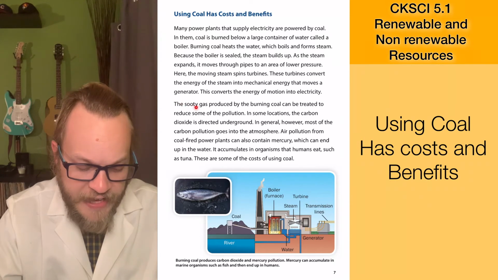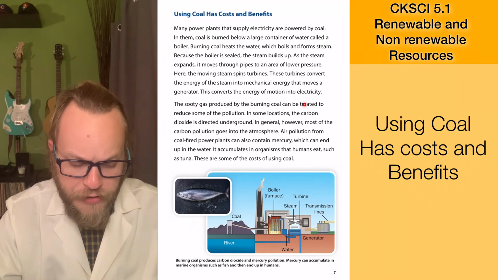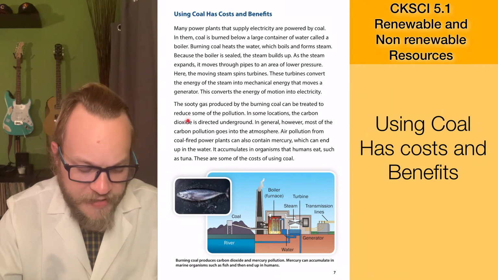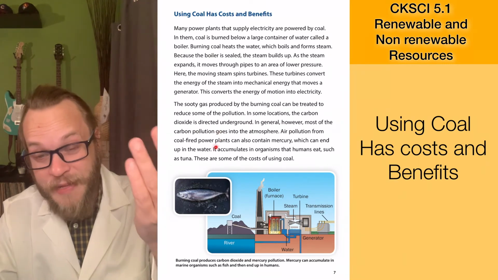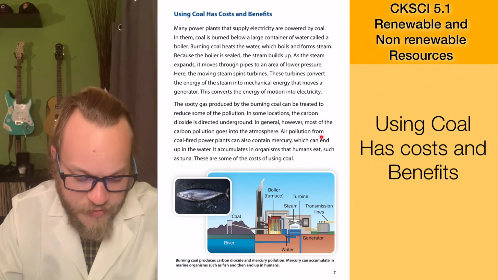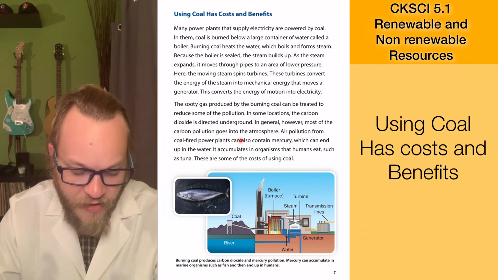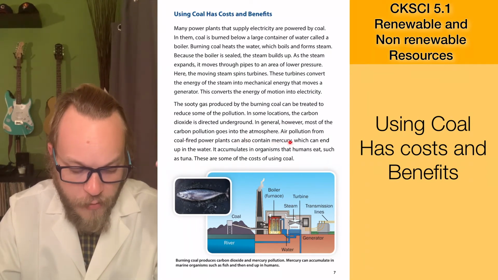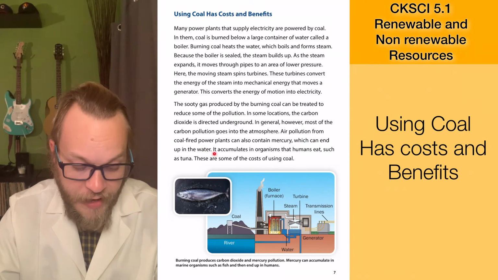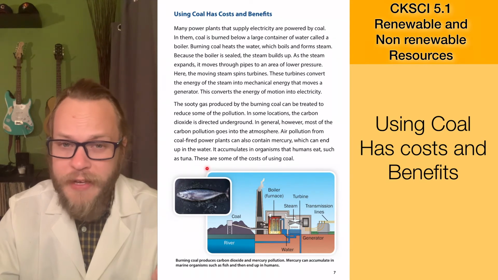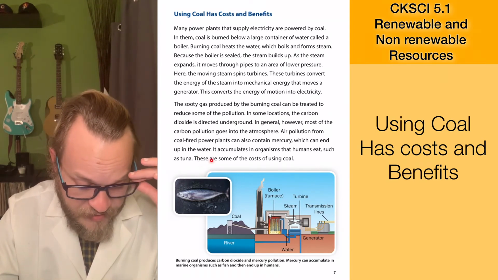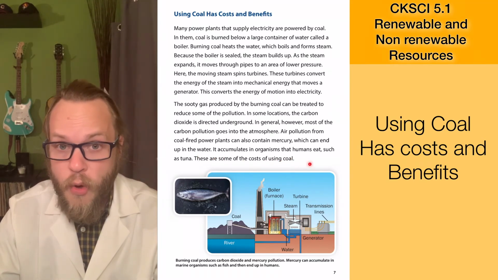The sooty gas produced by burning coal can be treated to reduce some of the pollution. In some locations, the carbon dioxide is directed underground. In general, however, most of the carbon pollution goes up into the atmosphere. Air pollution from coal-fired power plants can also contain mercury, which can then end up in the water, and it accumulates in organisms that humans eat, such as tuna or many other fish. These are some of the costs of using coal.